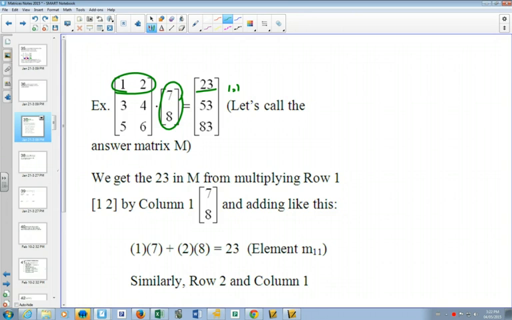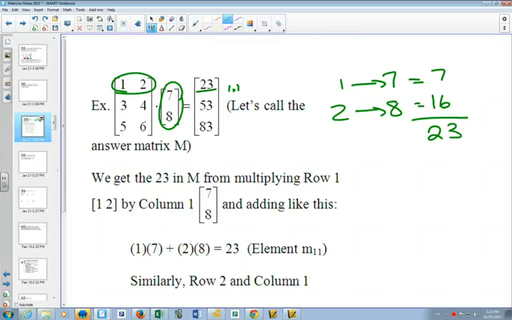And like I said before, I imagine that first row turning on its side like a transpose. So that 1, 2, turn it. Once it's turned, slam it through and multiply. 1 times 7 is 7. 2 times 8 is 16. And add those up. That's the visual that I always give myself every time I multiply matrices.